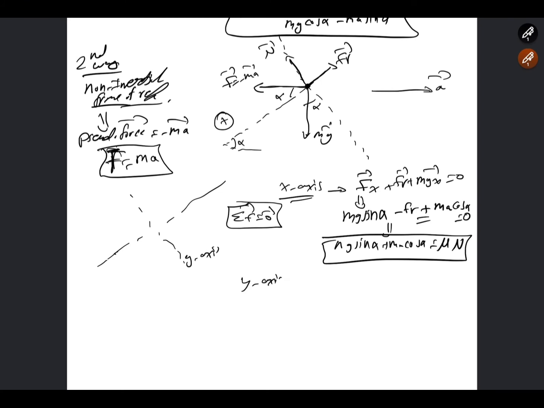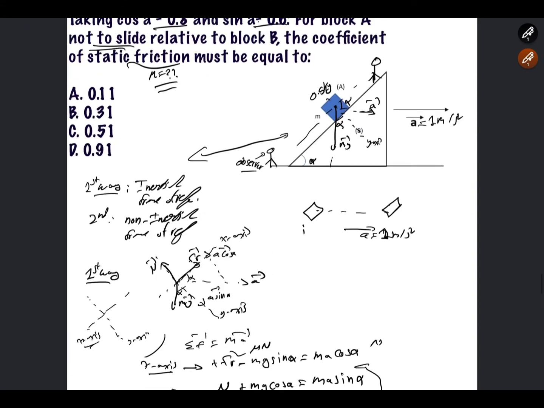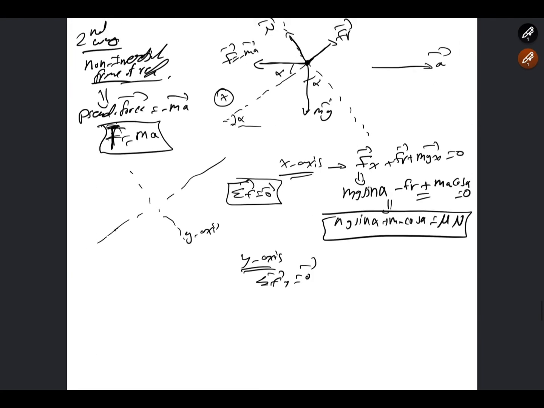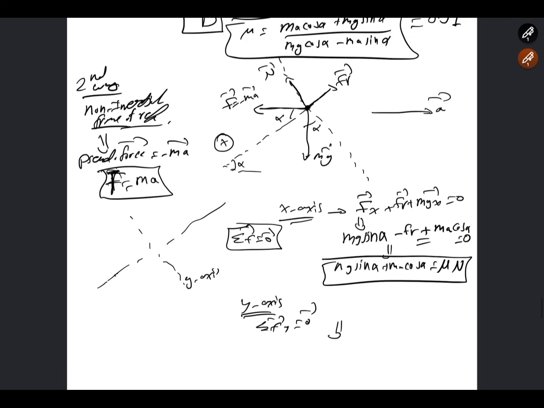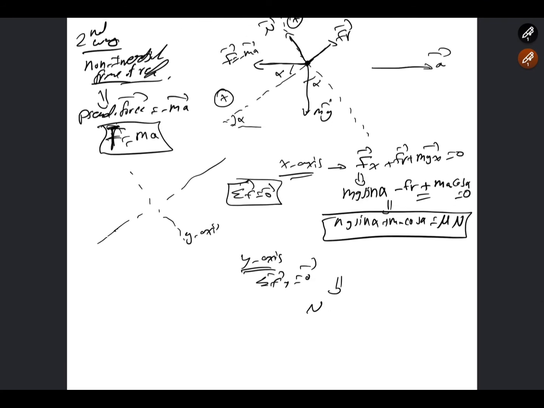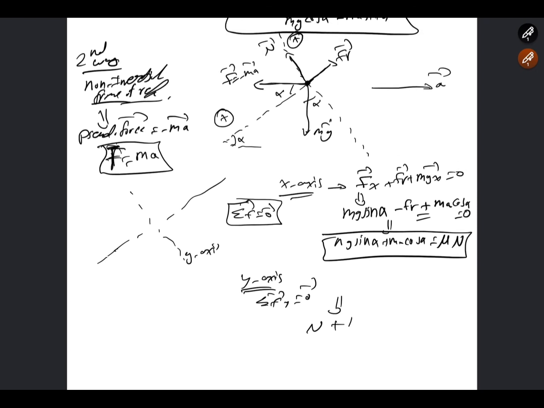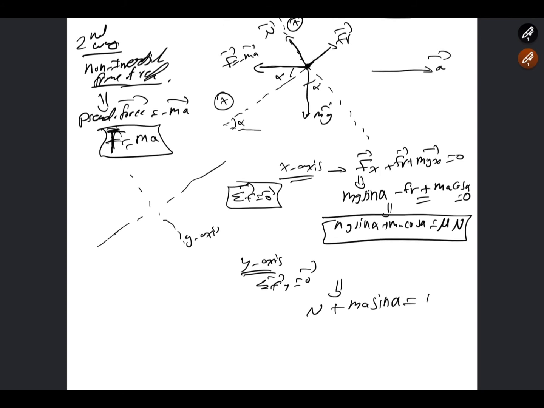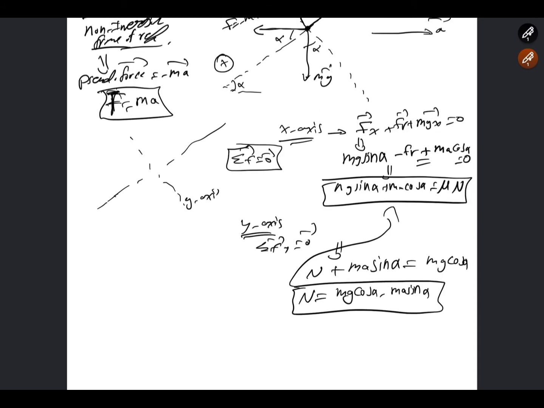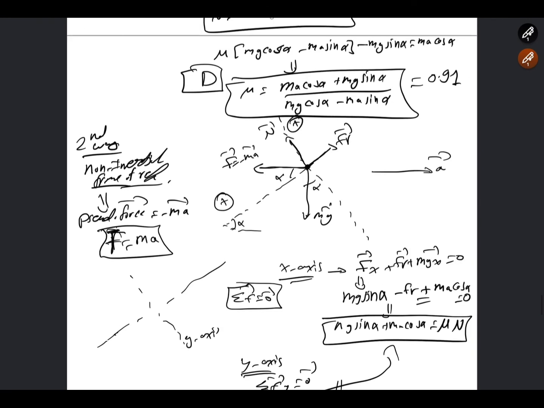Second formula, along the y-axis, also the summation of forces along the y-axis equal to 0. Why? As we said, there is no motion between block A and the inclined plane, as the question states also. So we have considered the positive axis with the direction. So we have normal force plus the pseudo-force along the y-axis, which is MA sine alpha, equal to mg cosine alpha. Then we get normal force equal to mg cosine alpha minus MA sine alpha. Okay, we substitute it in here. We get that mu equal to mg sine alpha plus MA cosine alpha over mg cosine alpha minus MA sine alpha. The same formula we get by solving the first way.